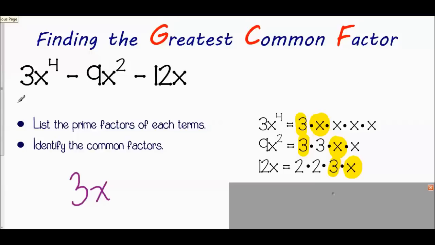When you get to the stage where you don't have to necessarily list out the prime factors, you look at 3, 9, and 12, and you say, what is the biggest number that will go into all 3 of those, and that's 3. And then how many x's do they have in common? Well, since this one is only x to the first power, that's the maximum number that you could have in common. So our GCF is 3x.